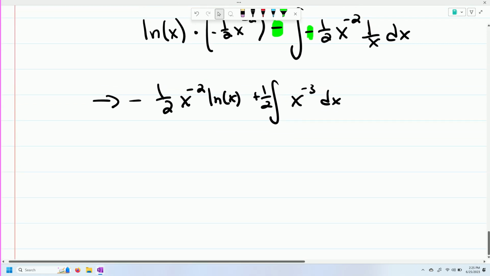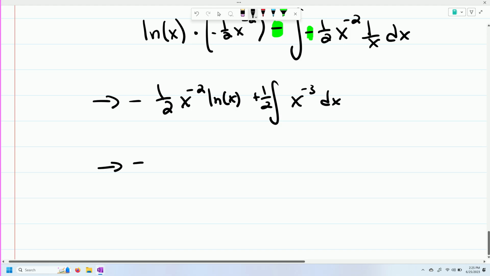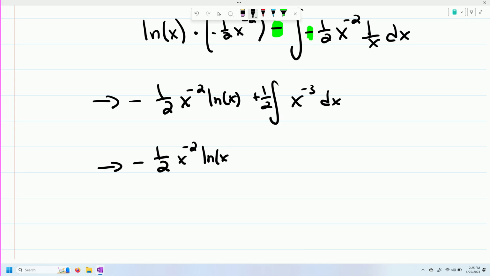And now when I go ahead and integrate, I get negative 1/2 x to the negative 2 times the natural log of x minus 1/4 x to the negative 2 plus c.